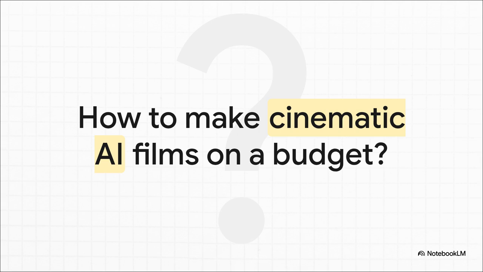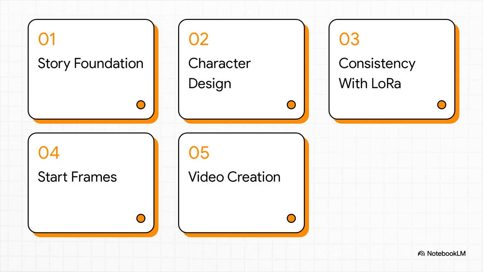The secret isn't having unlimited cash to spend every time your AI character accidentally grows a third arm. It's entirely about your workflow. With the right strategy, you can completely minimize wasted credits while maximizing the quality of your output. You don't need a Hollywood budget to become a director in the AI space. You literally just need a system. Okay, let's dive into this chronological 5-step blueprint that'll guide us today. We're looking at story foundation, character design, consistency with Laura, cinematic start frames, and finally, video creation and polish.